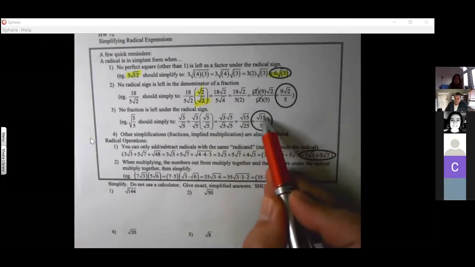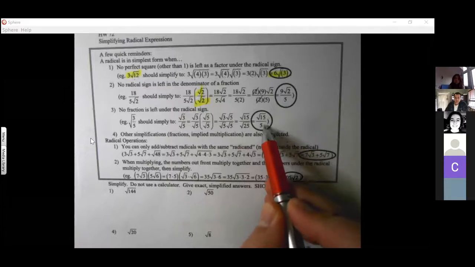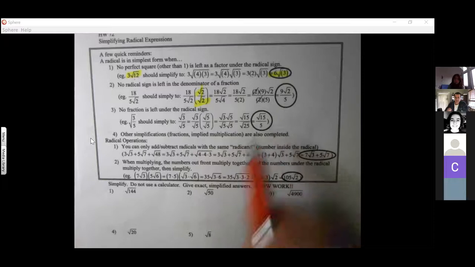Please note that the 5 in this radical does not simplify with the 5 down here that's outside of the radical. They're different numerical expressions. You cannot interchange them and cancel them. So that's the finalized form.